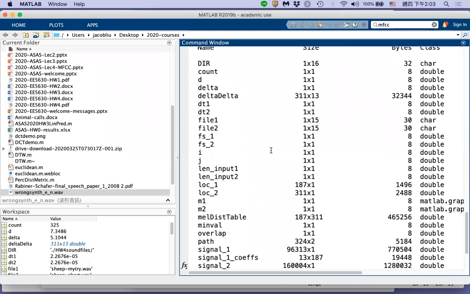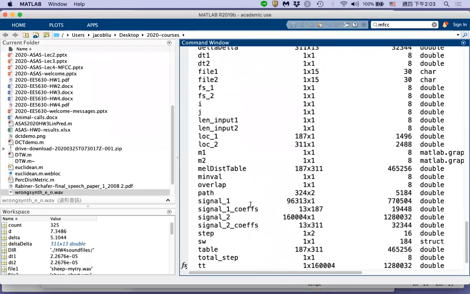The size of that matrix, the coefficients, as you can see, the length of the original signal might be close to 96 or more than 100,000. But then we transform and represent the signal into 187 frames, or a number of frames for the first signal, a number of frames for the second signal, and it becomes a 2-dimensional representation, and each frame is associated with a vector of length 13.